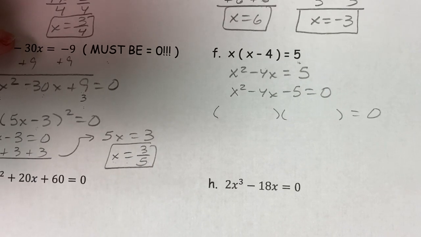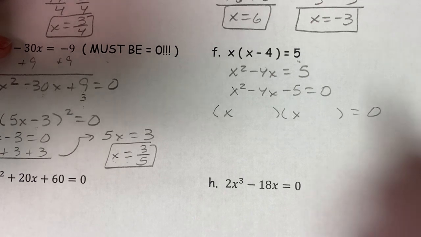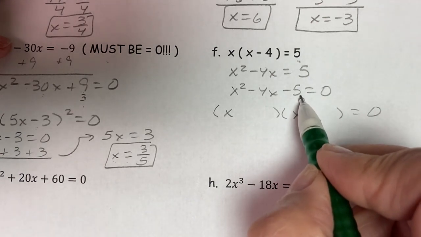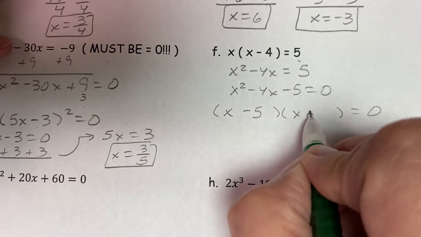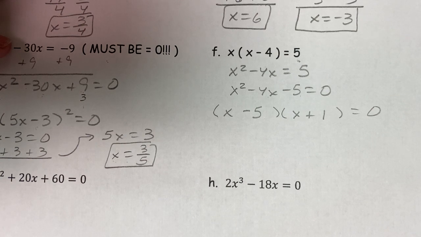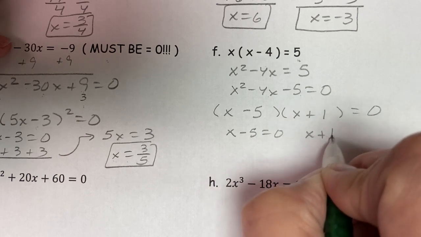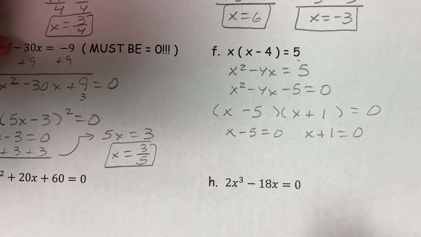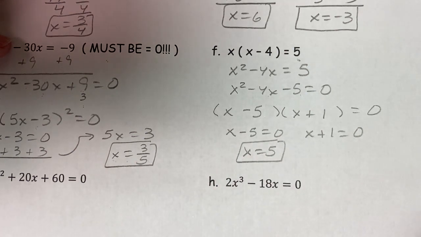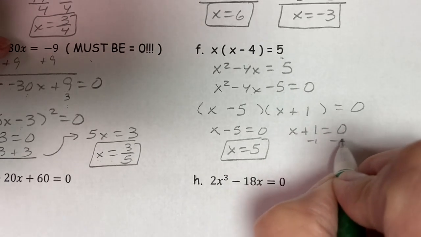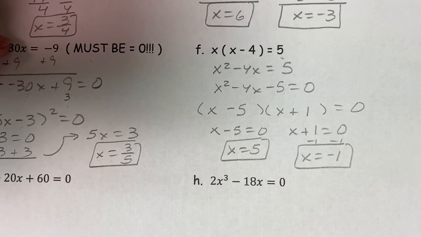factor it. It's a trinomial, so I'm putting down 2 sets of parentheses. I've got an x and I have an x. So I need 2 numbers that multiply together to get -5, add together to get -4. Those 2 numbers will be -5 and +1. Taking each factor and setting it equal to 0 will give me my 2 solutions. So here I'd add 5 to both sides and I would get an answer of +5. Here I'd subtract 1 from both sides and I would get my second answer of x equals -1.